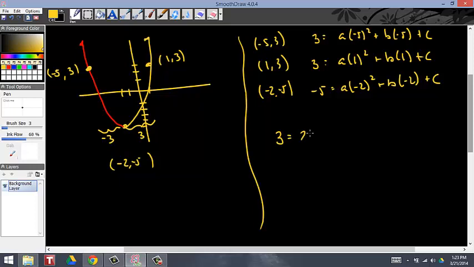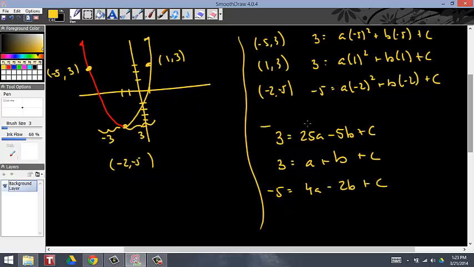3 equals 25A minus 5B plus C. 3 equals A plus B plus C. And then -5 should equal 4A minus 2B plus C. And from here you have to just solve the system for A, B, and C and then plug them back in. Okay?